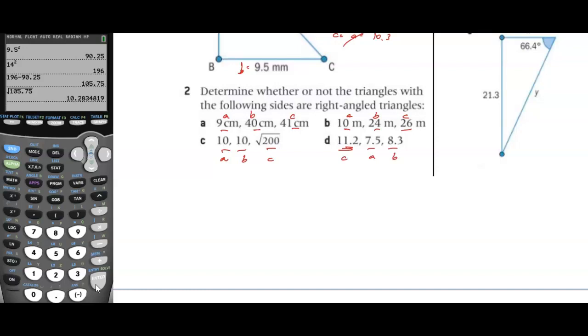Okay? So what I'm going to do is test to see if the left side, A squared plus B squared, is equal to C squared. Let's do that for each one. For the first one, we're going to have 9 squared plus 40 squared, and we're going to check to see if that's equal to 41 squared. 9 squared plus 40 squared is equal to 1681. Let's do 41 squared. It's equal. Okay, so this one is fine. Yes, right angle triangle. Next, 10, 10, and square root of 200. So we do 10 squared plus 10 squared.